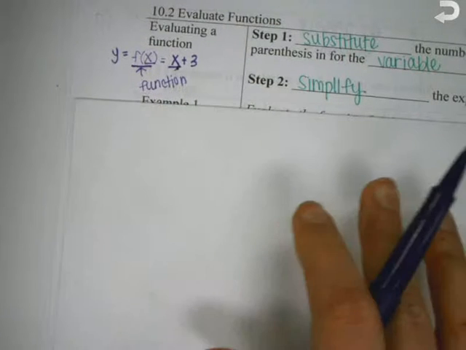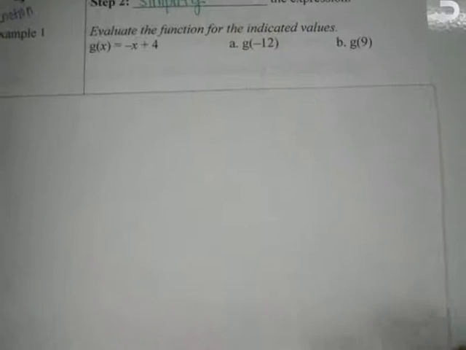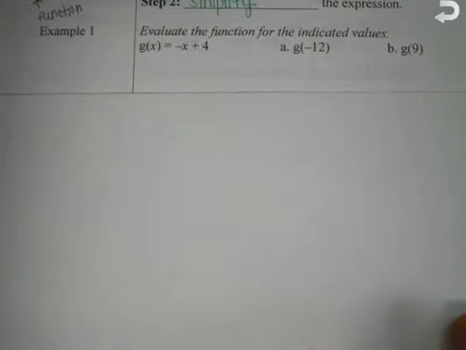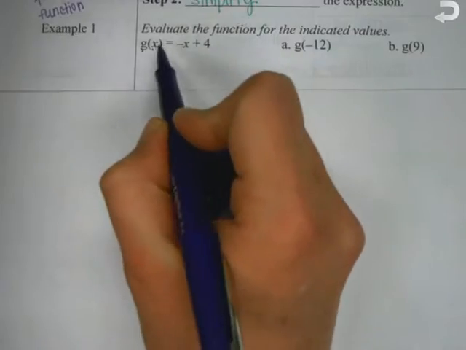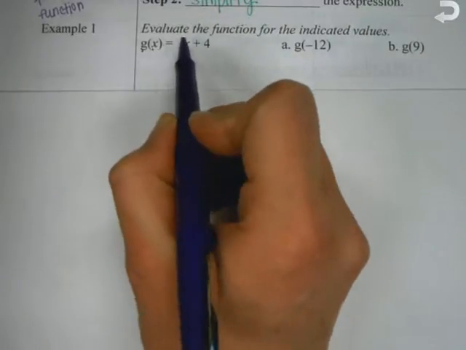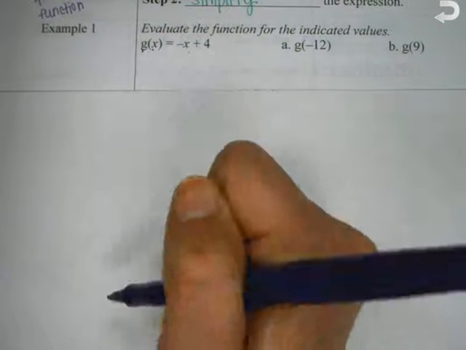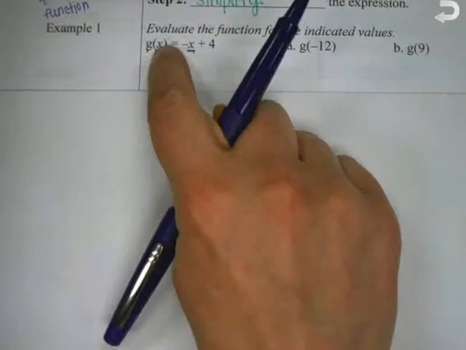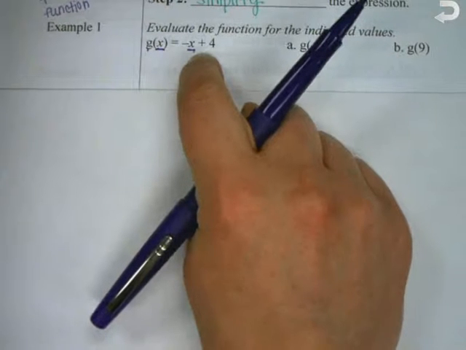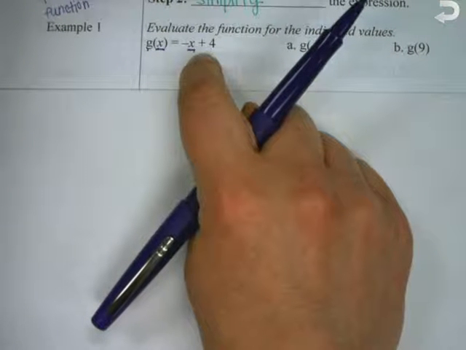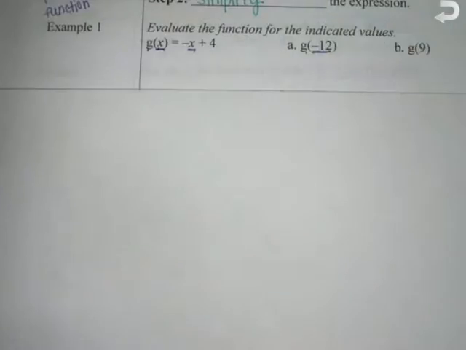Example 1. Here's my function. In this case, my function is not an f function, it's a g function. But it says g of x. That's how we read it. G of x equals negative x plus 4. What's my variable? X. Because it's inside the parentheses. Whatever's inside the parentheses is what my variable is. Okay? I want to evaluate g of negative 12.